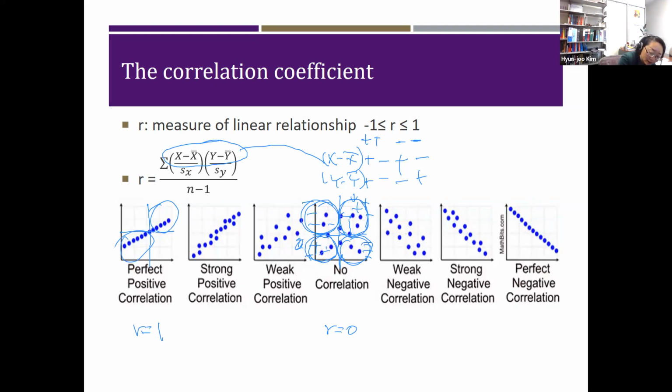On the other end, with this one, most of your data set is here and here, right? So all your multiplication values will be minus. If you add a whole bunch of negative values, you will still have a negative value. So in this case, your R will be -1. Okay, and everything else is in between.